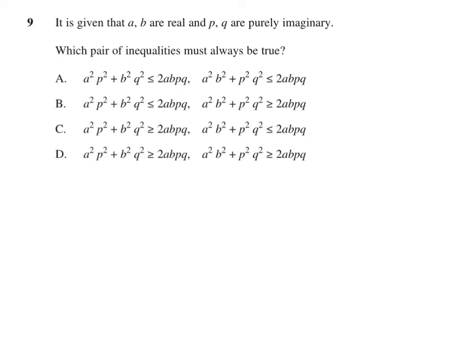In this video, I'm going to explain HSC 2018 Mathematics Extension 2, questions 9 and 10. Question 9. The question tells you that A and B are real numbers, while P and Q are purely imaginary. The four options provided here are rather confusing, but they are very similar too, only different in the inequality sign. Let's just take a look at what they really are.